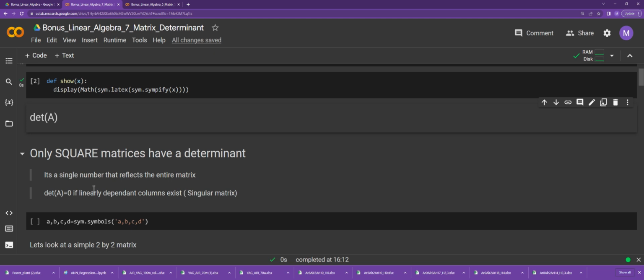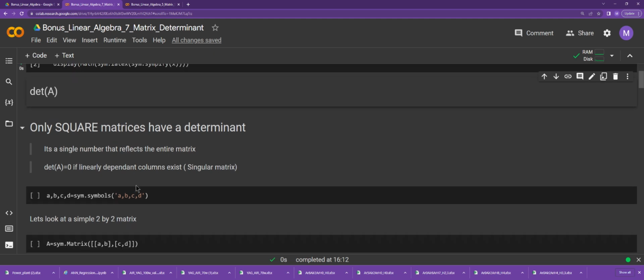So if you have a square matrix and you want to quickly find out if it's singular, one way you can tell is to measure its determinant. But yeah, let's go ahead and see how it's calculated.